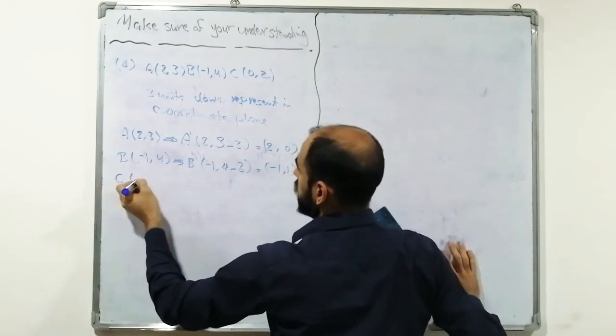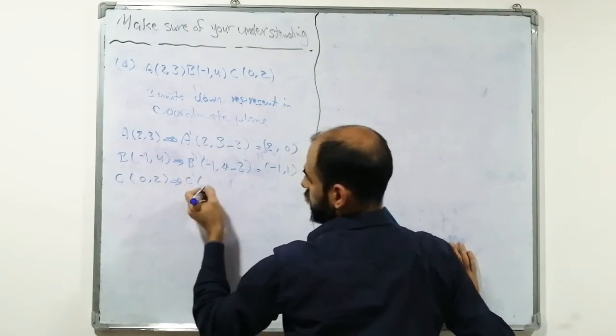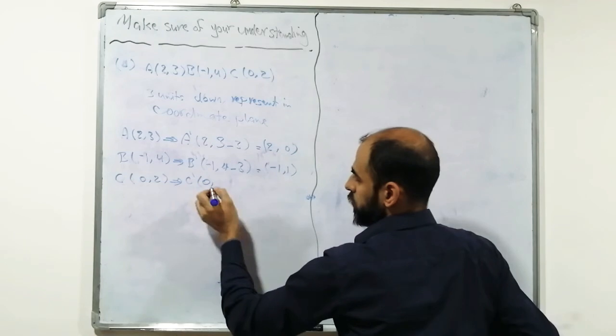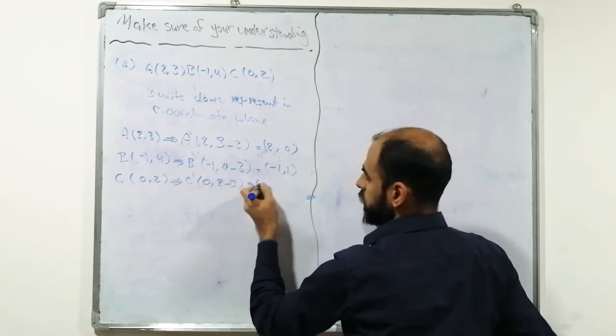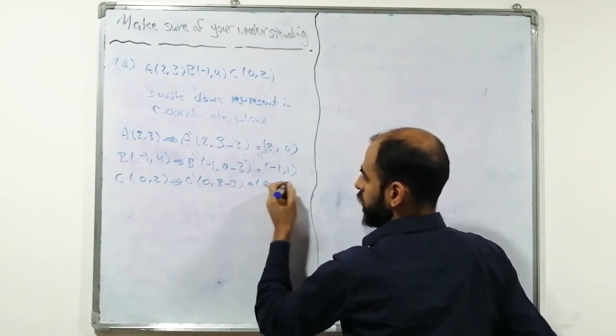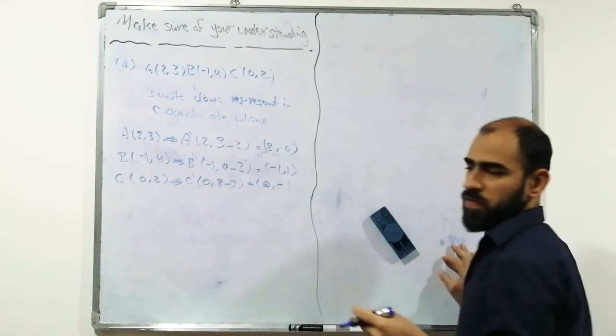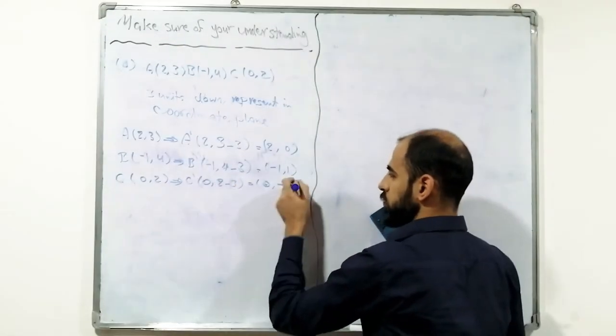The point C is 0, 2. For C dash, we're going to subtract 3 units from y. Then the point C dash will be 0 and minus 1. 2 minus 3: we take the sign of the bigger number, which is negative, then subtract 3 minus 2.